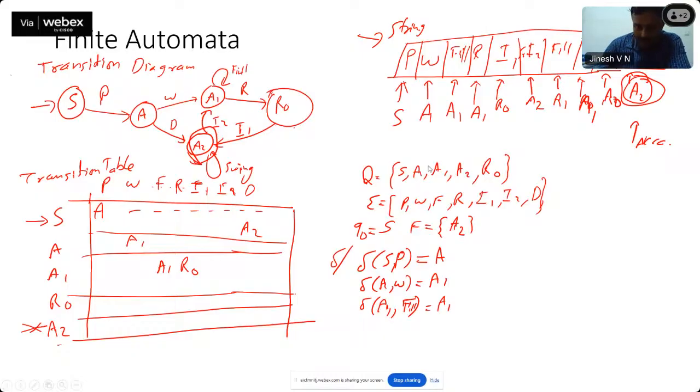So here, I have not written all the transition functions, only a few. I hope all of you are getting how we are writing this transition function. Delta of s comma p, that is, state s and input p, next state will be a. State A, input W, we are moving to state A1, or state transition is happening to A1, so we are representing like this. Like this we need to write all transitions for all the states. This is how we are representing a finite automata machine.